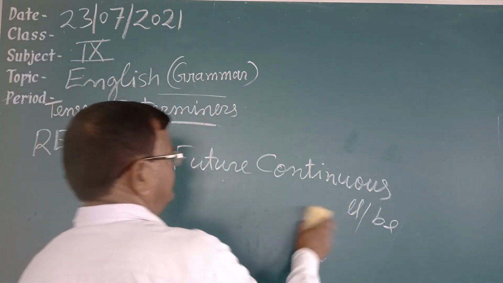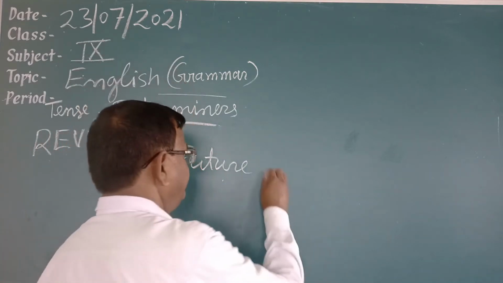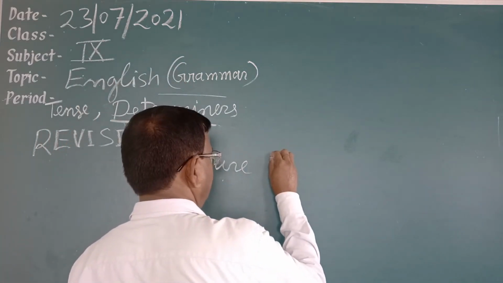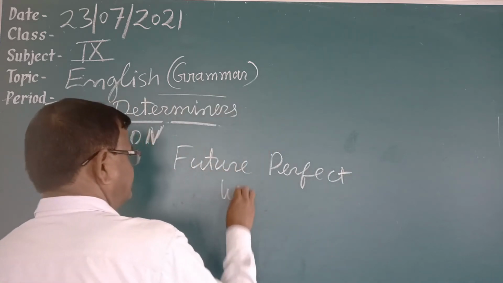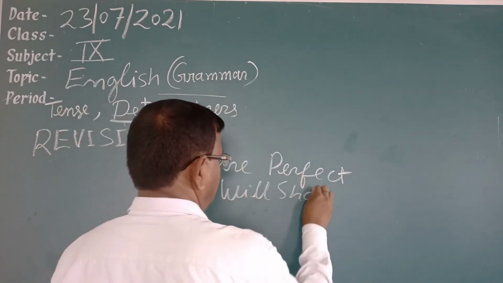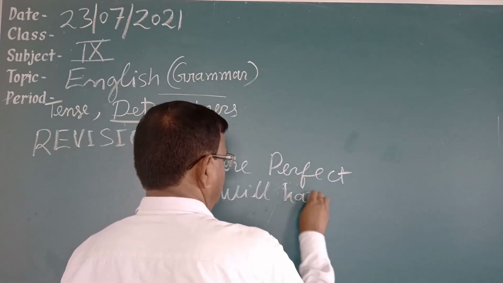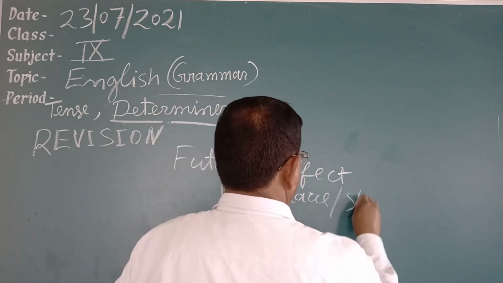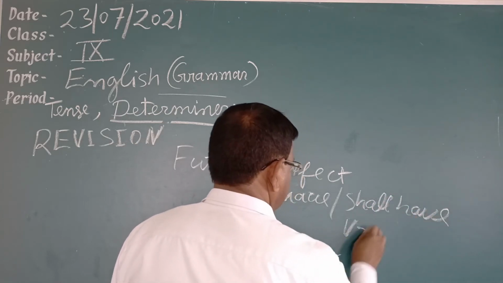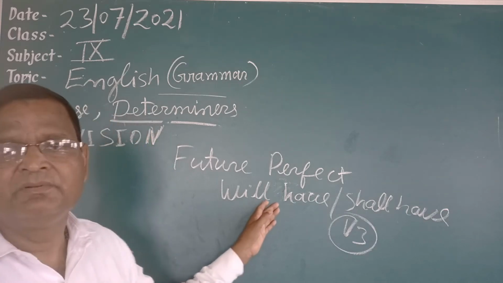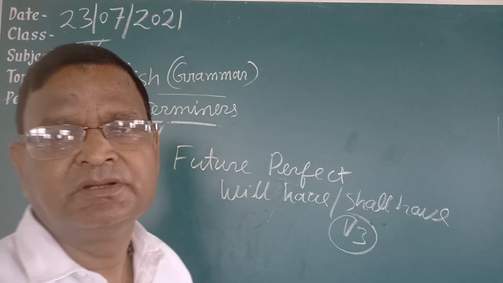Now see the third part, future perfect. In future perfect tense, you have studied will have and shall have, 2 helping verbs are there, and verb third form is used. Like he will have gone to market. I shall have won the match.